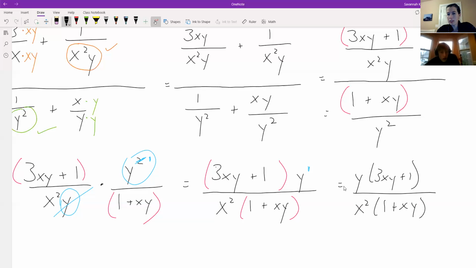Okay, so maybe this is my favorite way to leave this problem. Honestly, I could have left it a step back and that would have been fine.